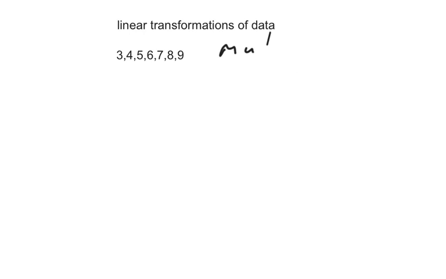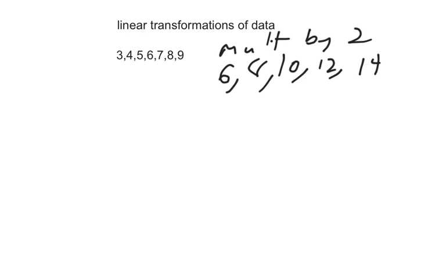So let's say we multiply all of these numbers by 2. So 6, 8, 10, 12, 14, 16, 18. And what do we get as our new values for the mean and median and standard deviation?